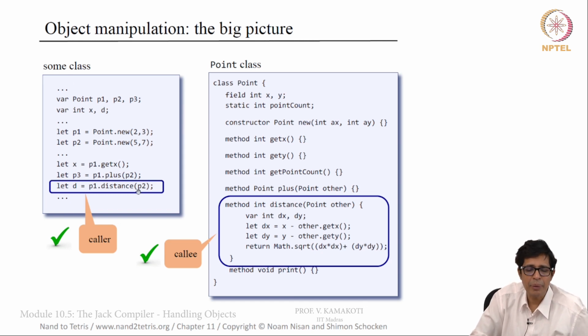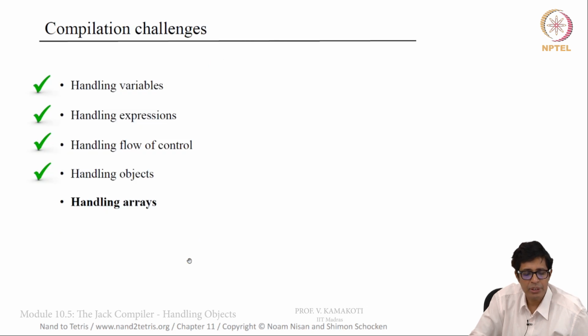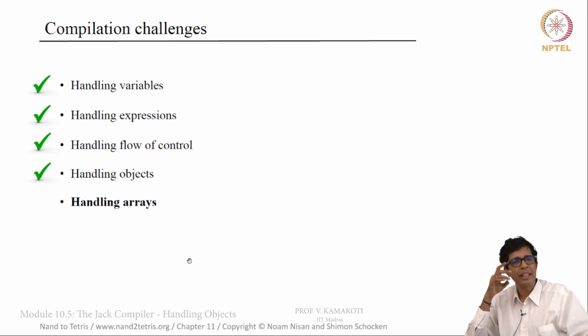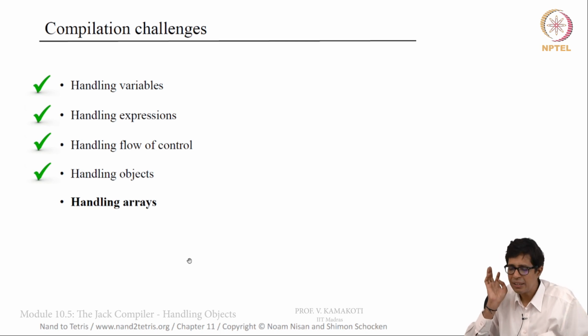So this is the object manipulation. Let d equal p1 dot distance p2. This is the caller function. We understood how the caller function works, and we understood how the callee function works. So this is about handling objects. Now in the next module we will see how we are going to handle arrays.